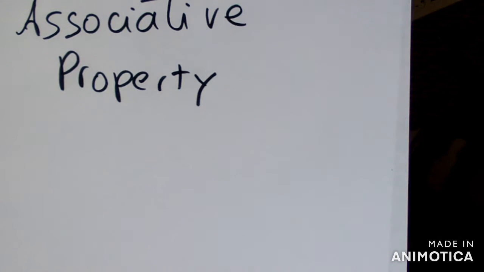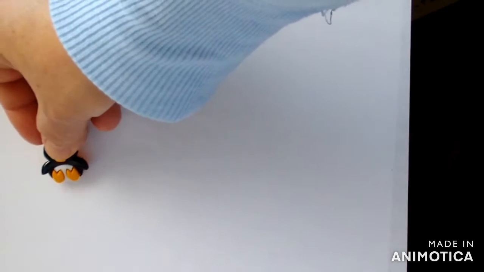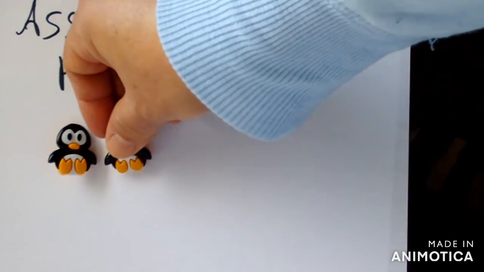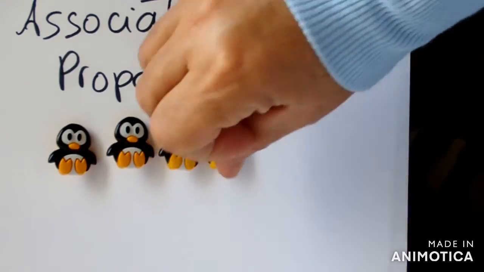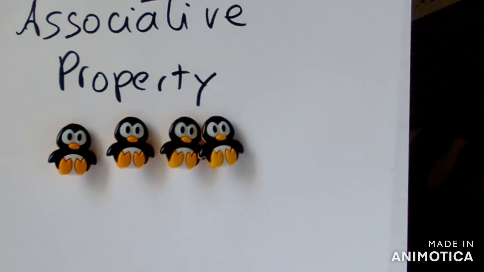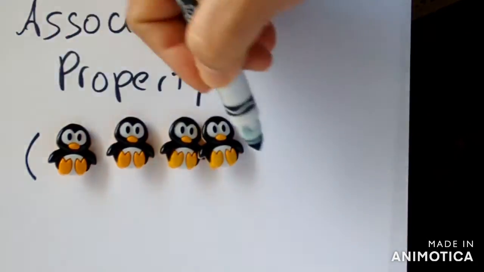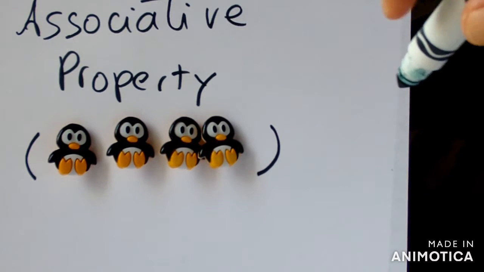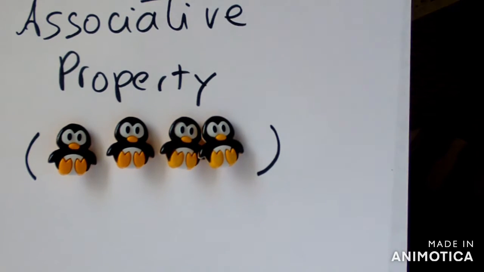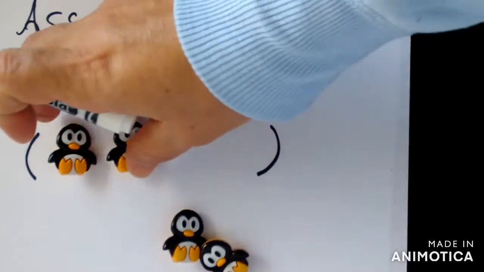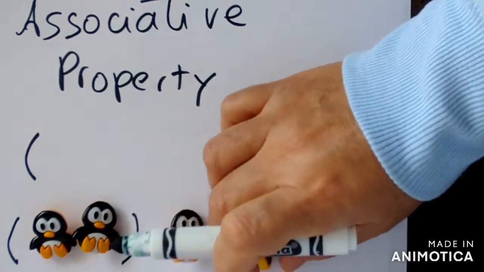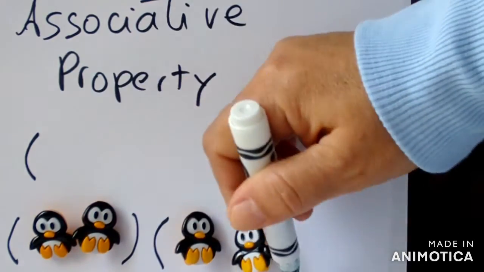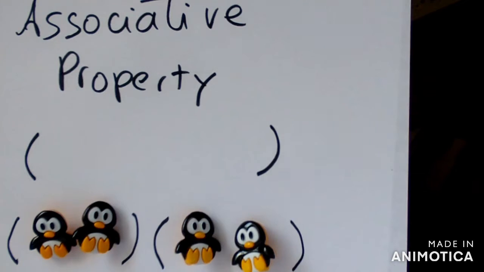Associative property is how we make groups. So if I have 1 penguin, 2, 3, and 4, I can have a whole group. I can use parentheses, right? Group of 4. Remember, parentheses and brackets are grouping symbols. What if I now group by 2's? It's the same thing, just that the grouping is changing.